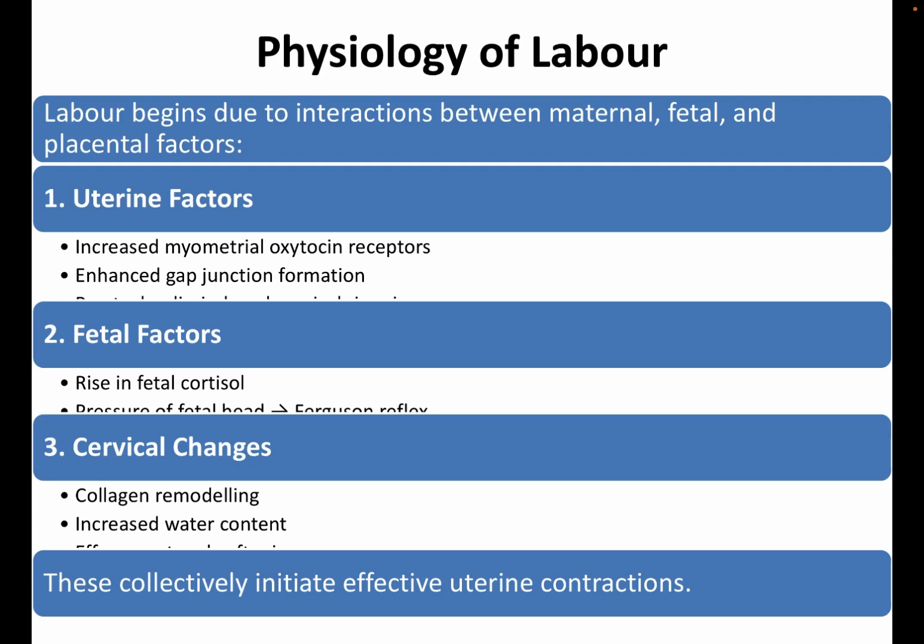Coming to the physiology of labor. Labor begins due to the interaction between maternal, fetal and placental factors. The uterine factors include increased myometrial oxytocin receptors and enhanced gap junction formation. Fetal factors include a rise in fetal cortisol and pressure of the fetal head. Cervical changes include collagen remodeling and increased water content. These collectively initiate effective uterine contractions.